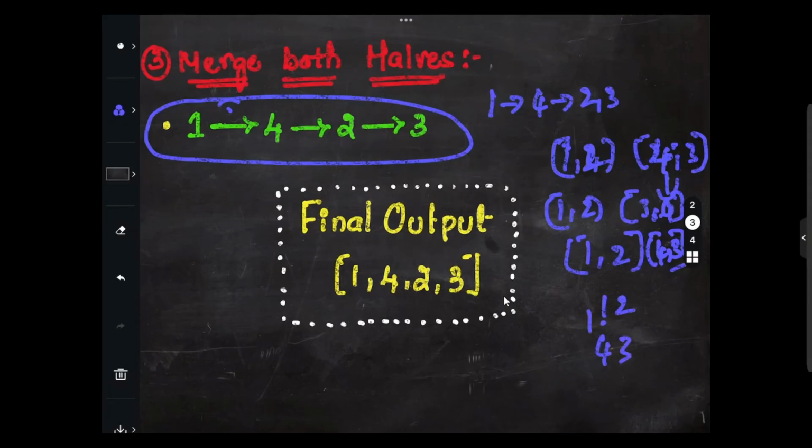Now what we will do, we will merge this one, 1 comma 4 and 2 comma 3. So this will become 1 comma 4 2 comma 3. Again I have explained the same thing, so this is fine. So this is how we got 1 4 2 3.